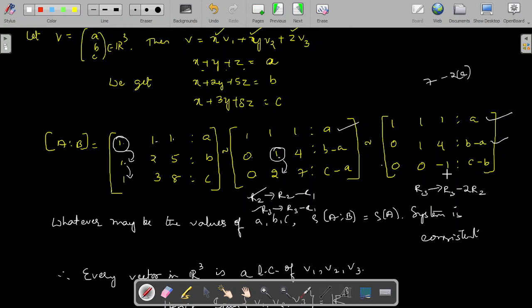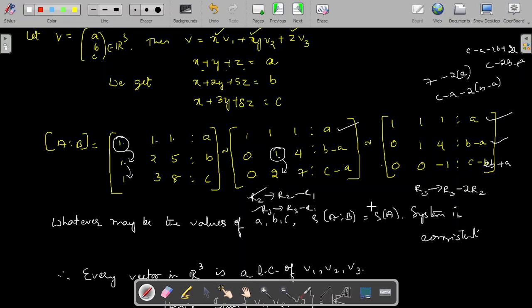7 minus 2 into 4, 4 to the 8, so minus 1. Then C minus A minus 2 into B minus A. So that gives you C minus A minus 2B plus 2A. So that together is c minus 2b plus a. So this gives you c minus 2b plus a.